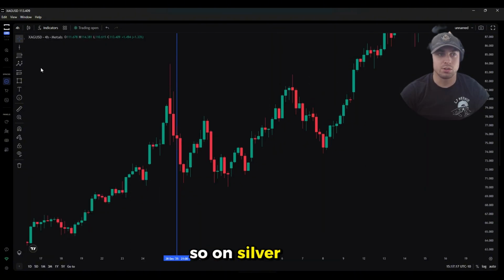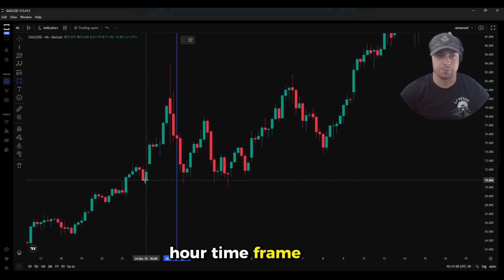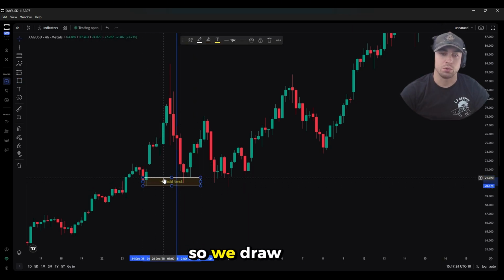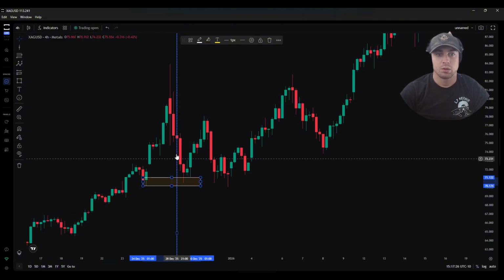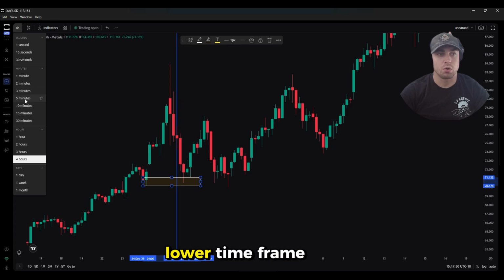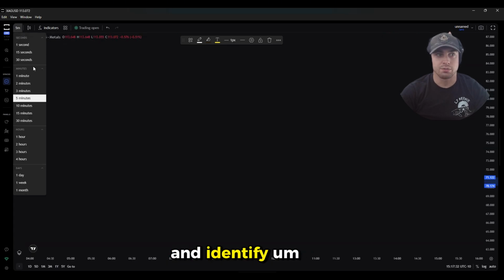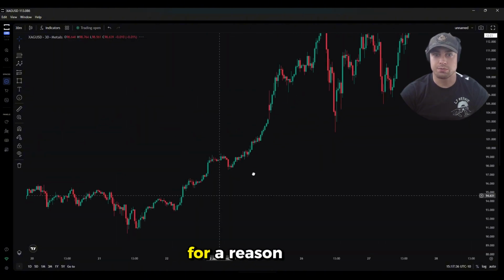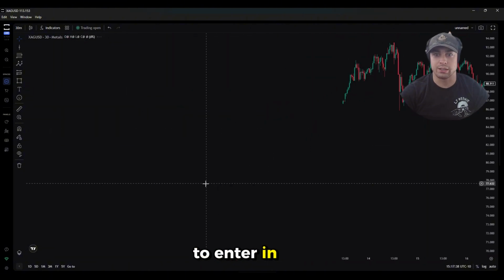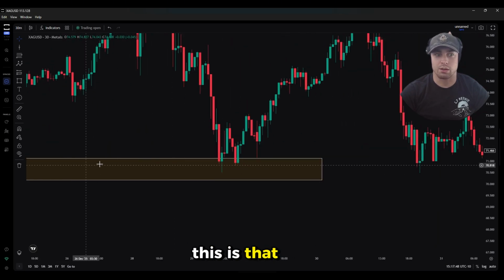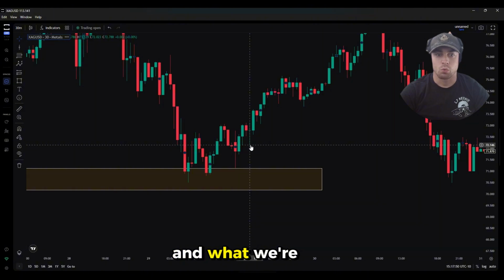So on silver, on the 4-hour time frame, we have a nice support level right here. So we draw the box, all right? Price comes down into the box, and we're going to jump to the lower time frame and identify an entry reason, right? So we're looking for a reason to enter in that support level. We have the box drawn up. This is that 4-hour support level, and what we're looking for here is a double bottom.